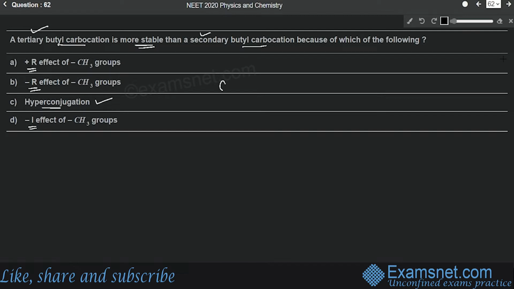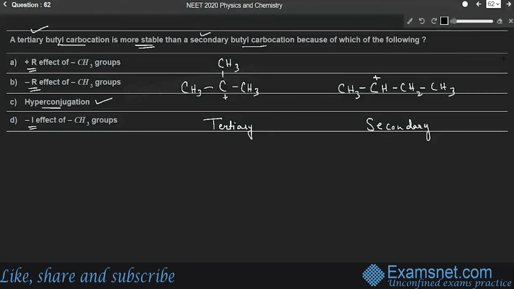Now let's have a look at the structure of these carbocations. First I am drawing the structure of tertiary butyl carbocation. So this is tertiary butyl carbocation. Now I am drawing the structure of secondary butyl carbocation. CH3, then one CH3 this side. So this is secondary butyl carbocation. Now, how do we determine the stability? We count the number of alpha hydrogens.